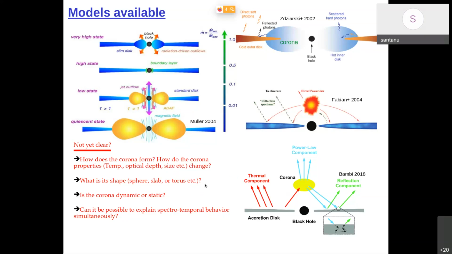Also, we see both timing and spectral properties, but most of the models explain either spectral features or timing features separately. It is also important to explain both spectral and timing properties simultaneously. So in this talk we will try to answer these questions.